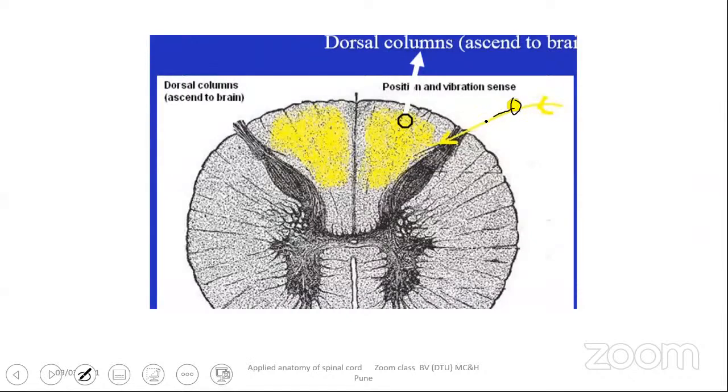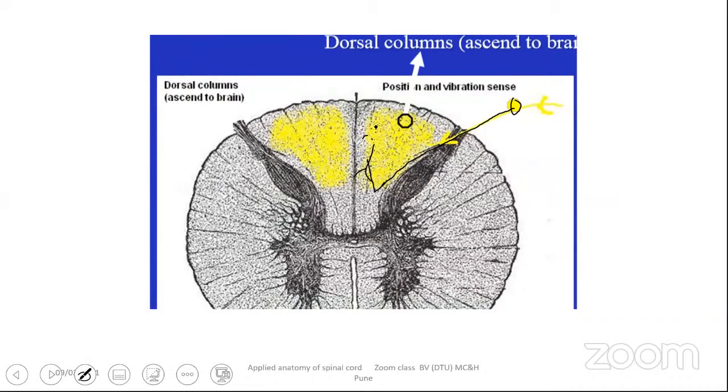This fiber, the central process, does not synapse here. It does not cross to the other side, but it ascends up. It ascends up with a few tweaks to the nucleus of Clark. It ascends up and goes to the gracilis and cuneatus nucleus.